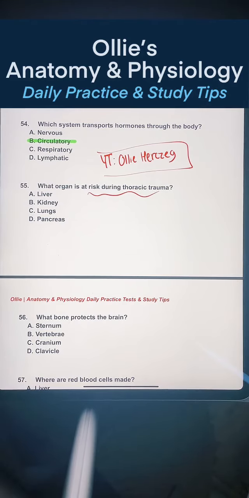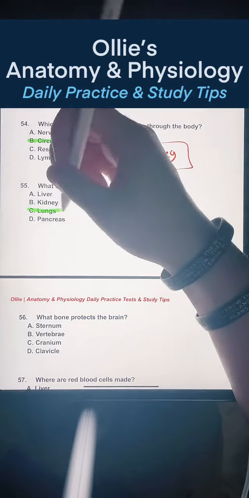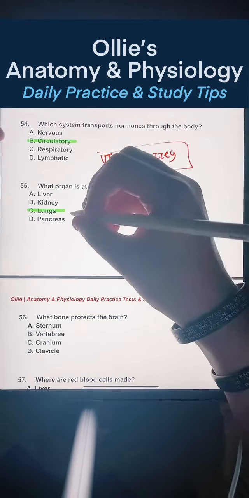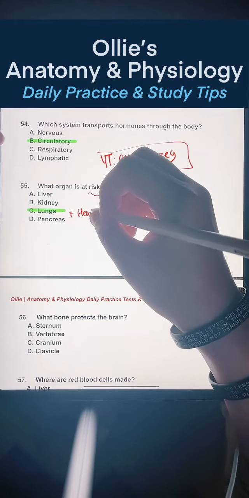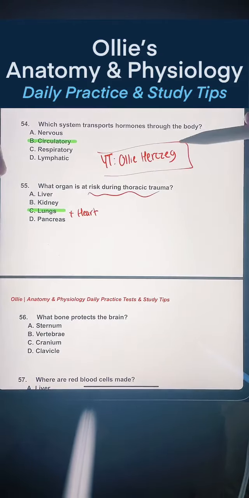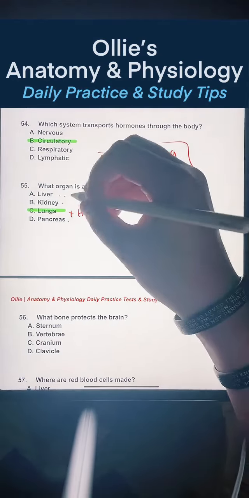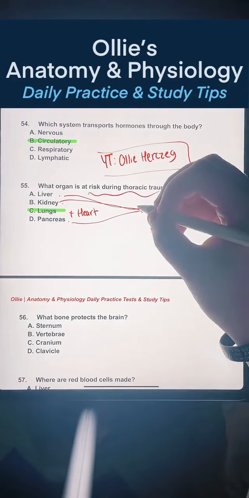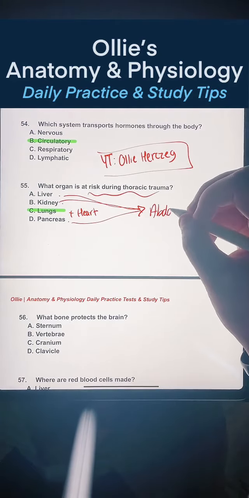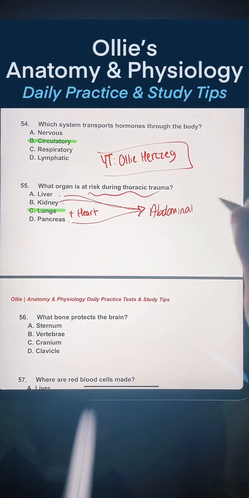Number 55. Which organ is at risk during thoracic trauma? The answer is C. It is the lungs. So again, in our thoracic cavity, we're going to have our lungs plus our heart. So if the heart was here, that would also be an acceptable answer. But the liver, the kidney, and the pancreas, all three of these are going to be abdominal.